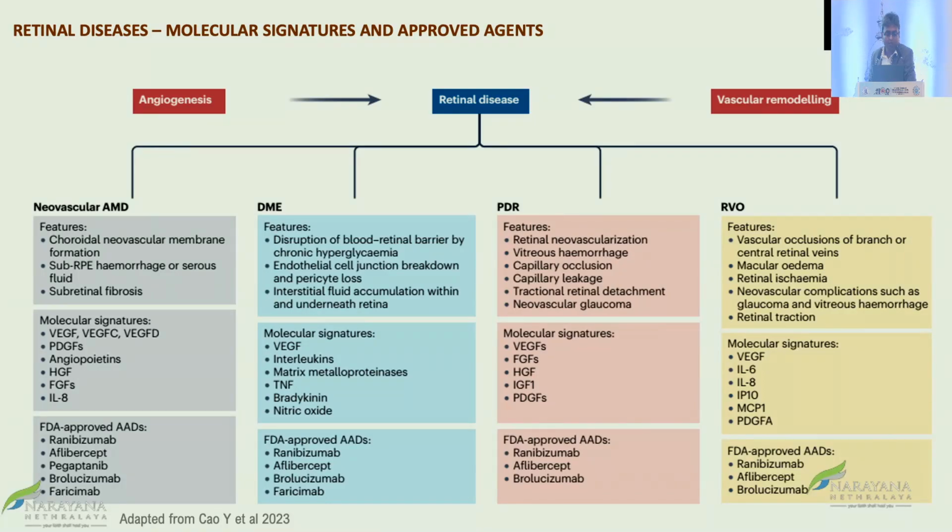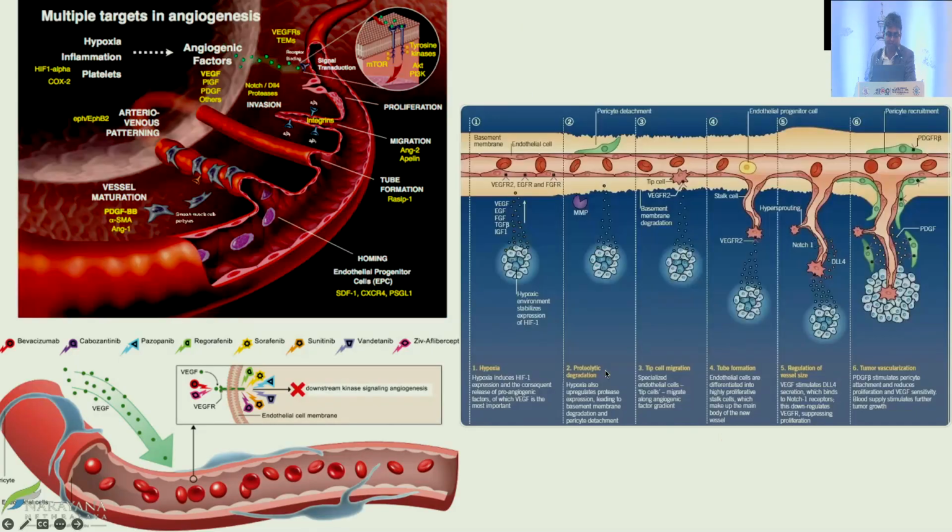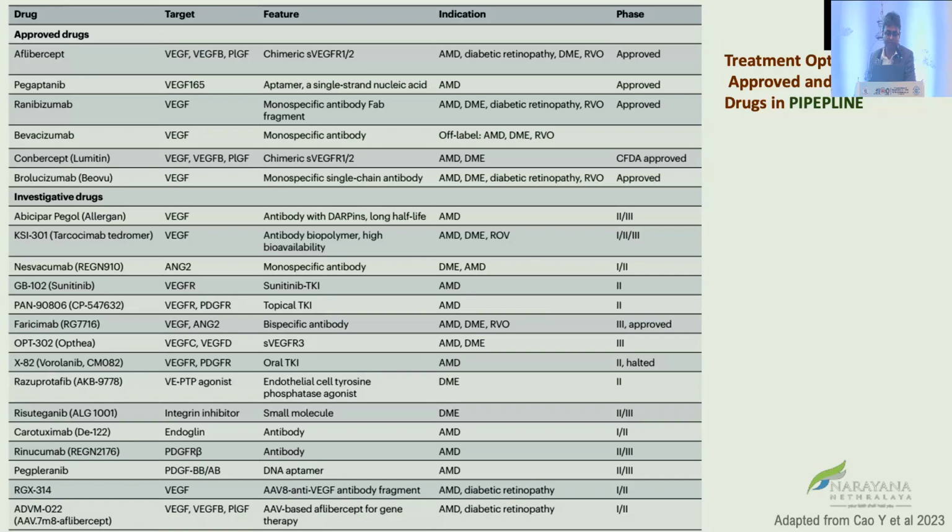So these are the molecular signatures and approved agents. If you look across neovascular AMD, DME, PDR and RVO, these are the molecular signatures that can be targeted, and these are the FDA approved agents across these diseases. Angiogenesis is an important part. There are multiple targets that could be achieved, but it's not necessarily that they'll reach a viable endpoint. So it's a different ball game, and it's difficult to get a potential therapeutic target in such cases.